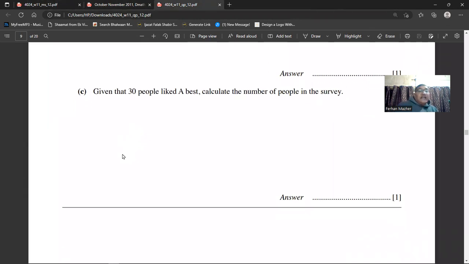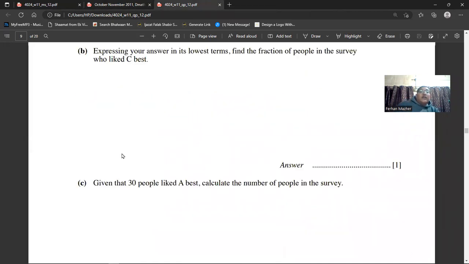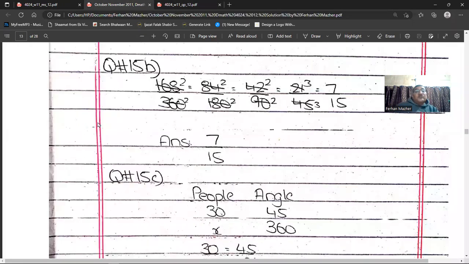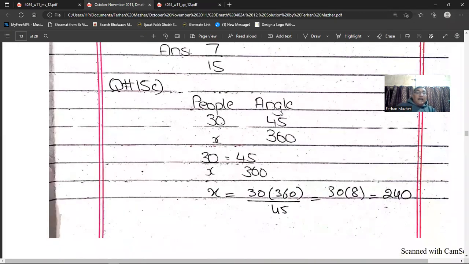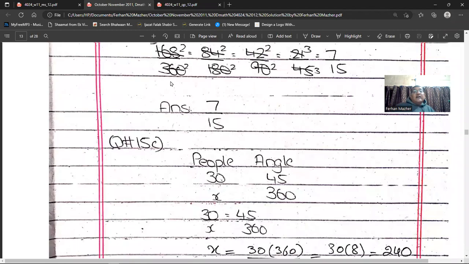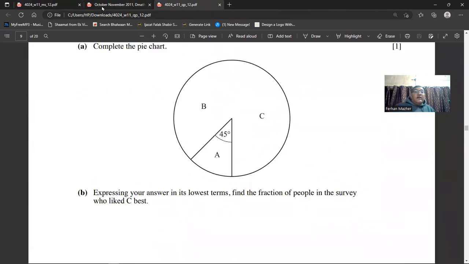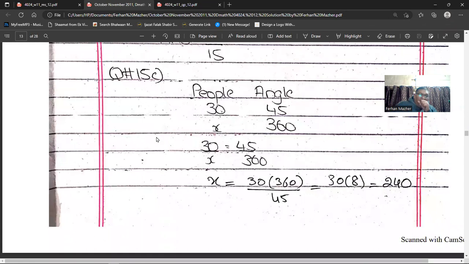Given that 30 people liked A best, calculate the number of people in the survey. Okay, so A is represented by 45 degrees, so I can use the method of proportion. People and angle: 30 people means a 45 degree angle. So for the whole survey, how many people are there? That is represented with 360 degrees. So 360 means how many people?